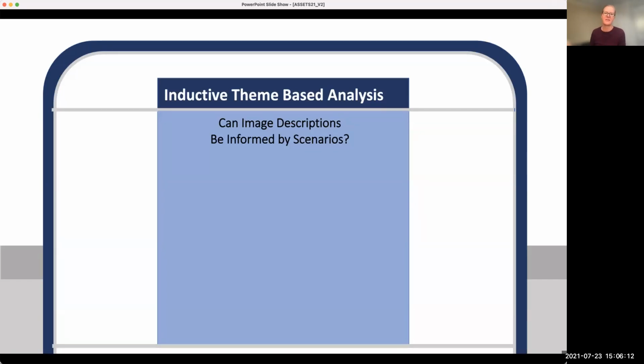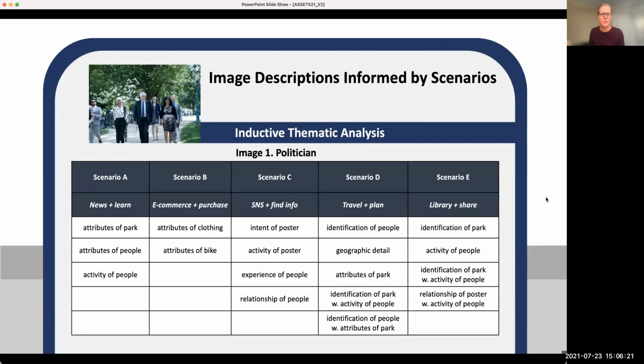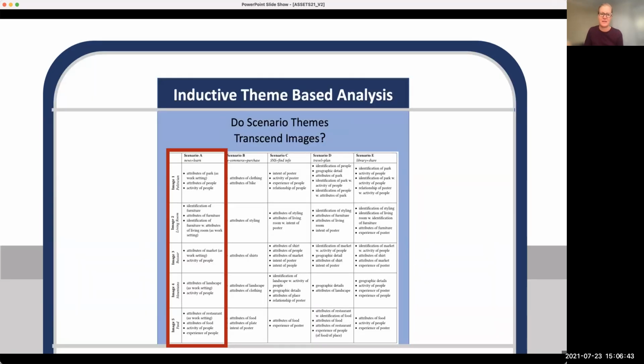So looking at the inductive theme-based analysis, we started to ask, were there similar themes across all scenarios for a given image? In fact, there were some similar ones, but more importantly, we saw different content wants for each scenario, indicating that people who are blind want different content to be described based off of the information goal that they have and the source of the image.